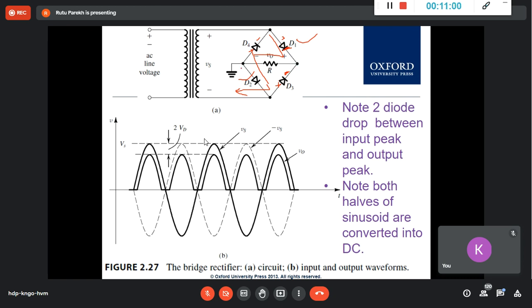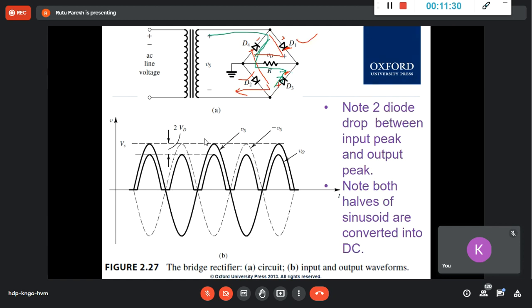So this, right? And here when it is negative half, then this is the direction of the current. Right, so this is the direction of the current. It will flow from where? Here, here, and here, and then this way. Okay, so this is the direction. Yeah, the other two are reverse biased.